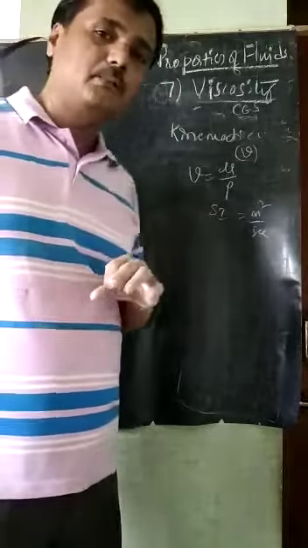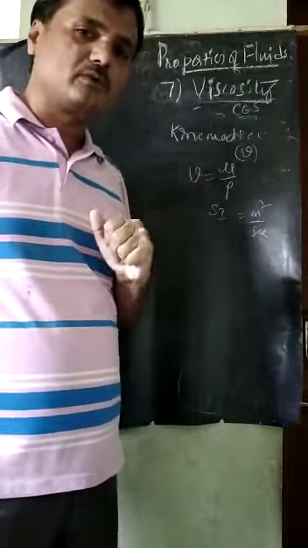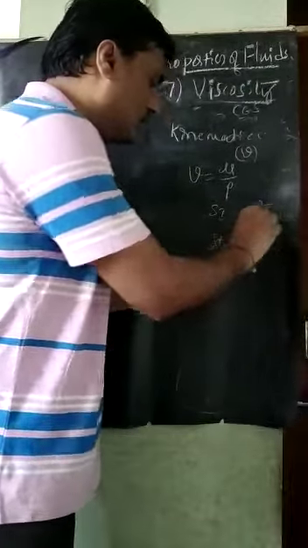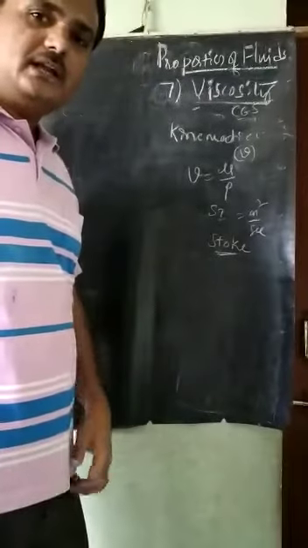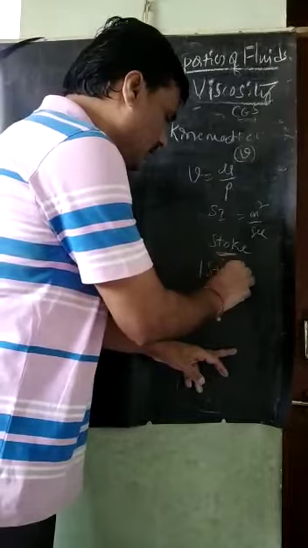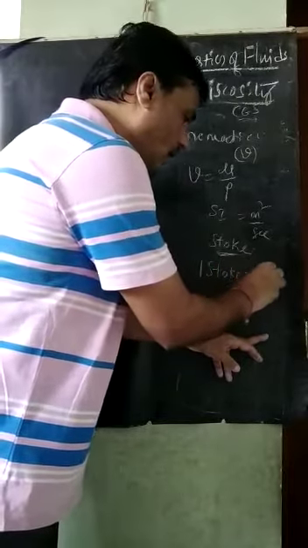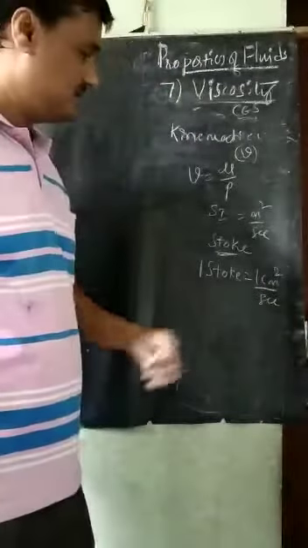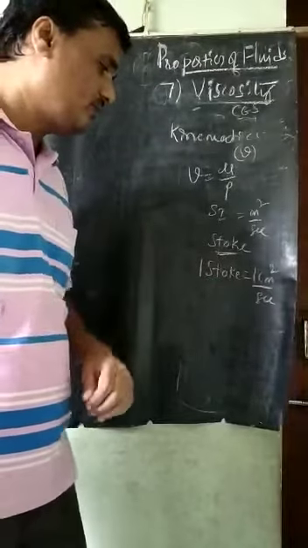Likewise, we have taken a poise in case of the dynamic viscosity. Here the scientist comes now, Stoke. We can measure in terms of Stoke also here. So 1 Stoke is equal to 1 centimeter square per second. It is also in CGS.